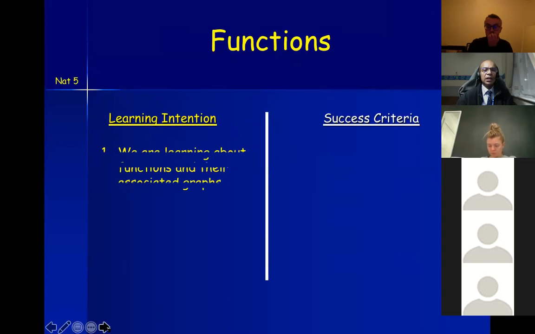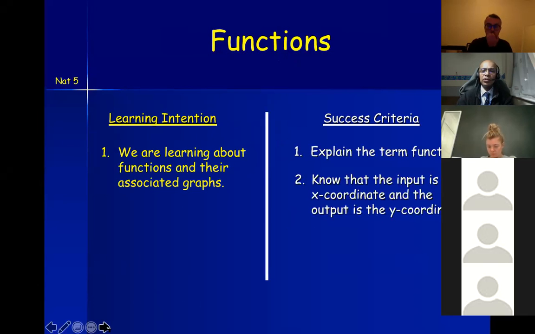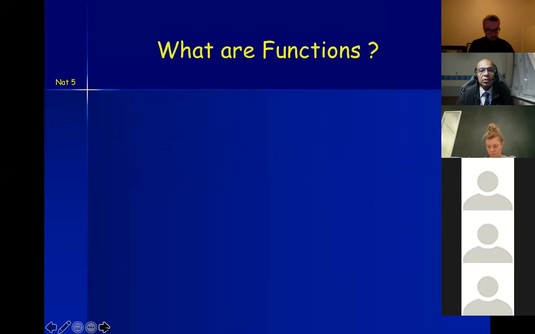So learning intentions, we are learning about functions and how we can associate graphs with them, explain the term function, and know that the input is the x coordinate and the output is the y coordinate. So you can see how it fits nicely after straight line, because we're going to express a graph of a linear or quadratic function based on what we are going to give.